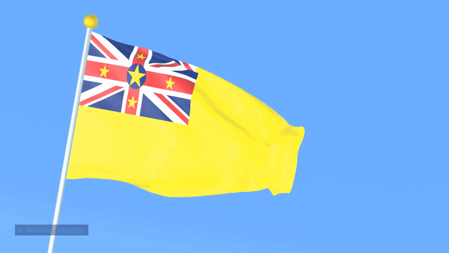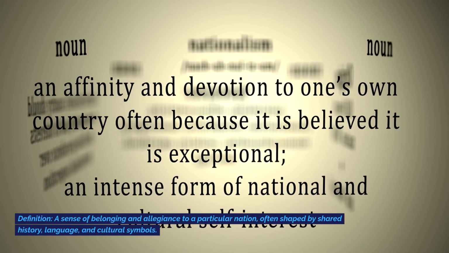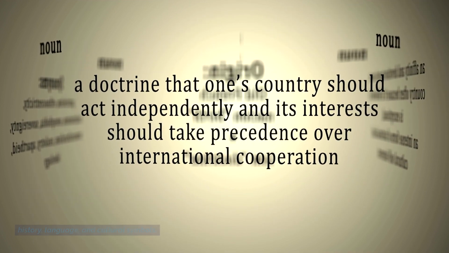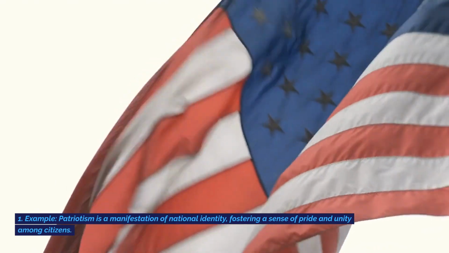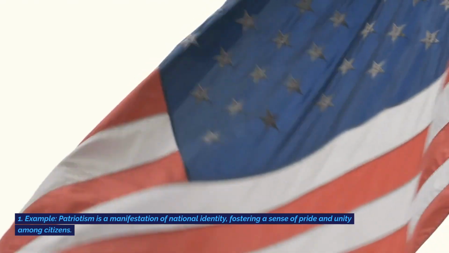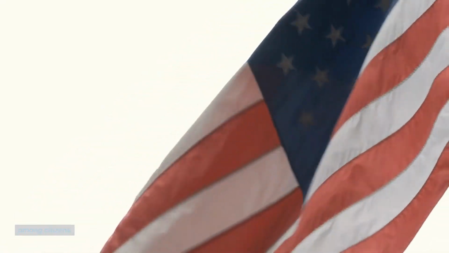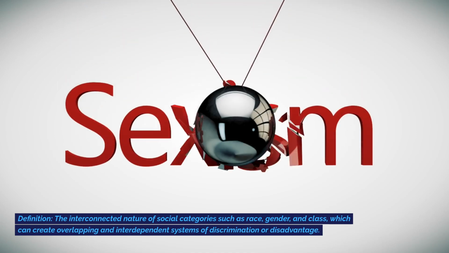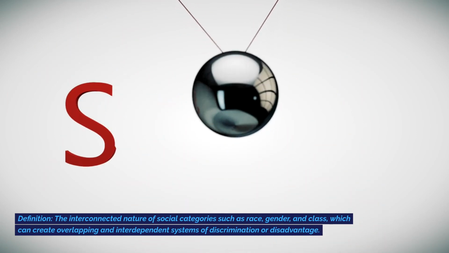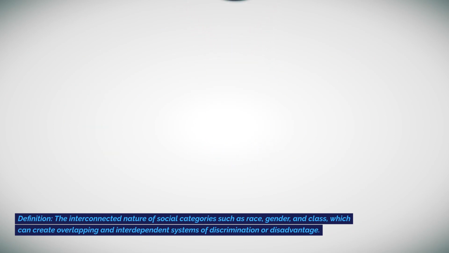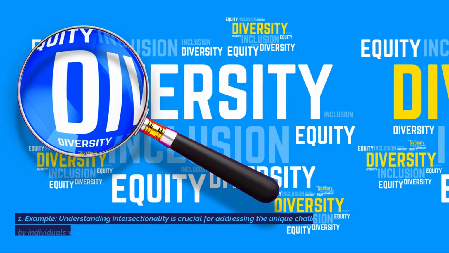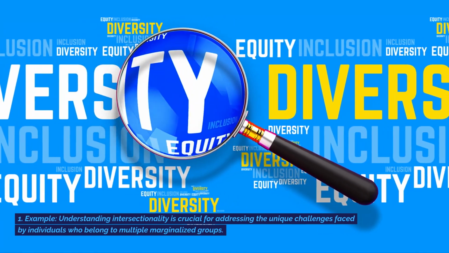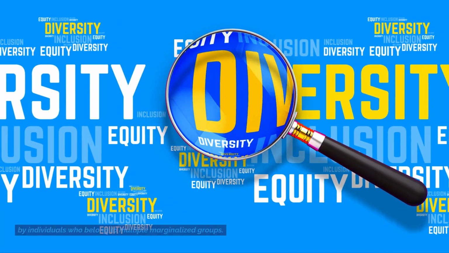National identity. Definition: a sense of belonging and allegiance to a particular nation, often shaped by shared history, language, and cultural symbols. Example: patriotism is a manifestation of national identity, fostering a sense of pride and unity among citizens. Intersectionality. Definition: the interconnected nature of social categories such as race, gender, and class, which can create overlapping and interdependent systems of discrimination or disadvantage. Example: understanding intersectionality is crucial for addressing the unique challenges faced by individuals who belong to multiple marginalized groups.